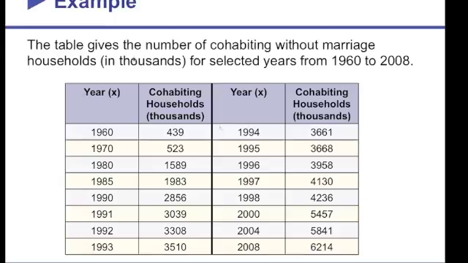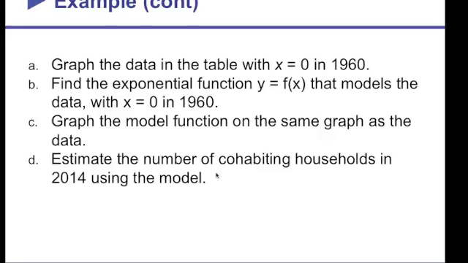This series of videos will be about Section 5.4 in college algebra in context, exponential and logarithmic models. This table shows the number of cohabitating without marriage households in thousands and selected years from 1960 to 2008. Let's see what they want us to do with it.